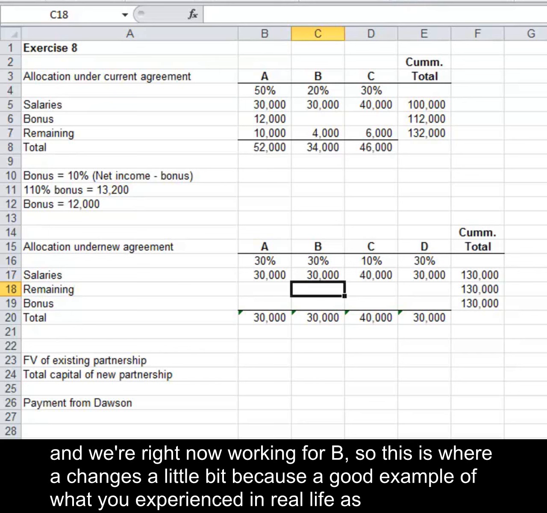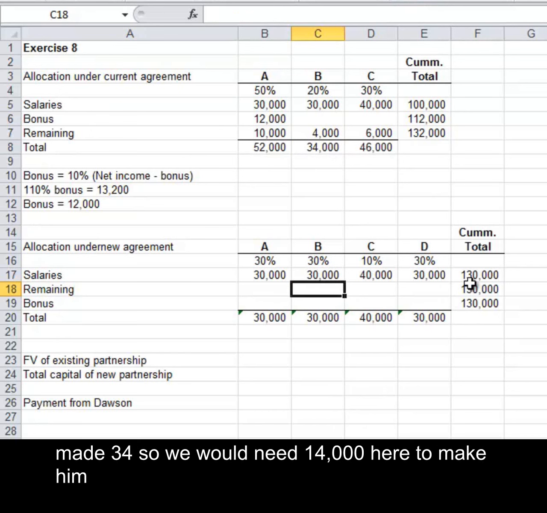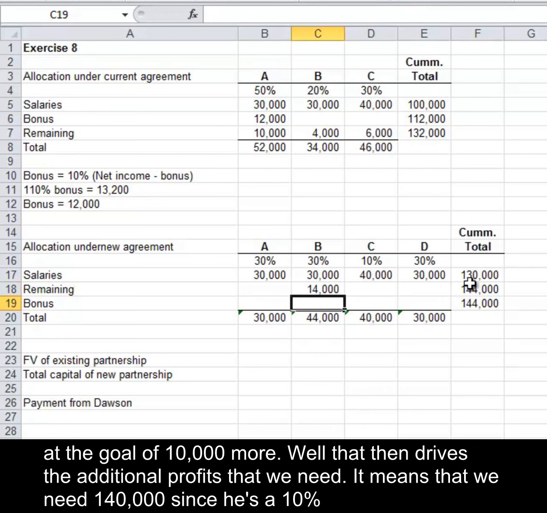As a consultant for client B, B wants to make at least 10,000 more than the existing agreement. So you'll see that under our original agreement he made 34, so we would need 14,000 here to make him at the goal of 10,000 more. Well, that then drives the additional profits that we need. It means that we'd need 140,000.